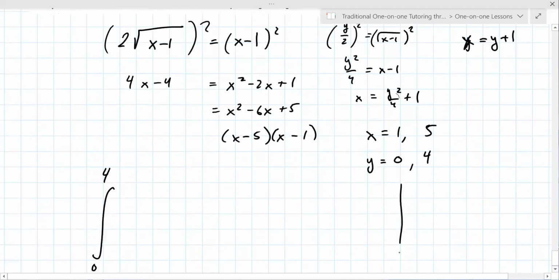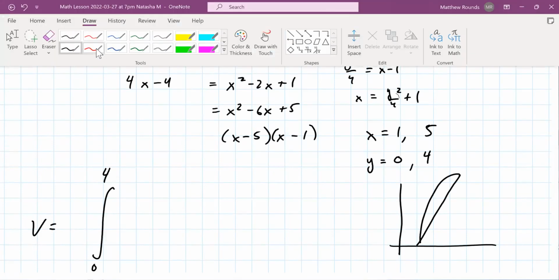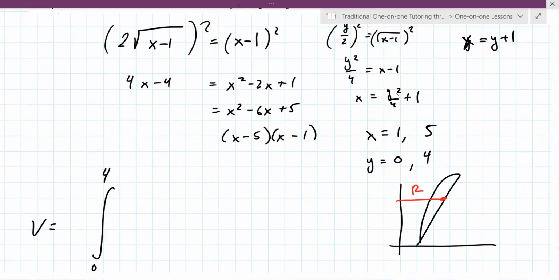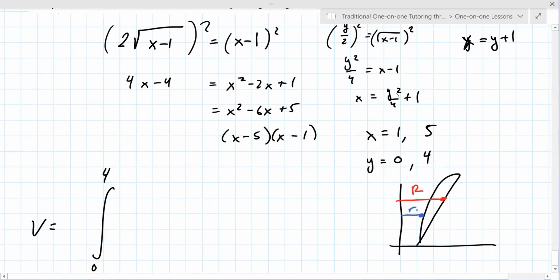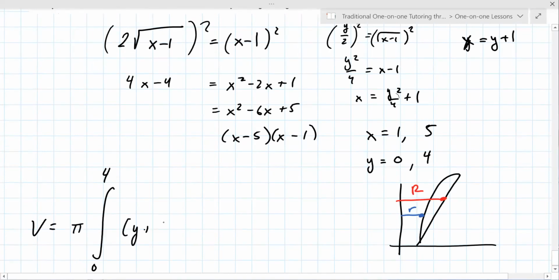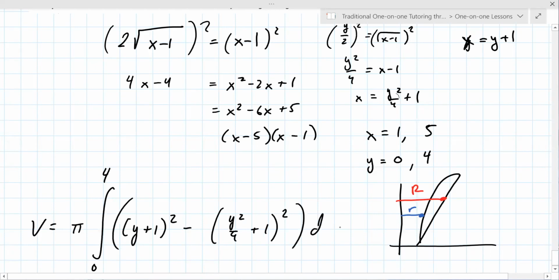But what may not be clear, and that's where you might have to graph these, is that it actually has kind of this shape to it. If you wanted the area, it's just right minus left. But if you wanted a volume, you've got to get your big R and your little r. So this is a washer problem. This is pi times the integral of y plus 1 squared minus the quantity y squared over 4 plus 1 squared dy.